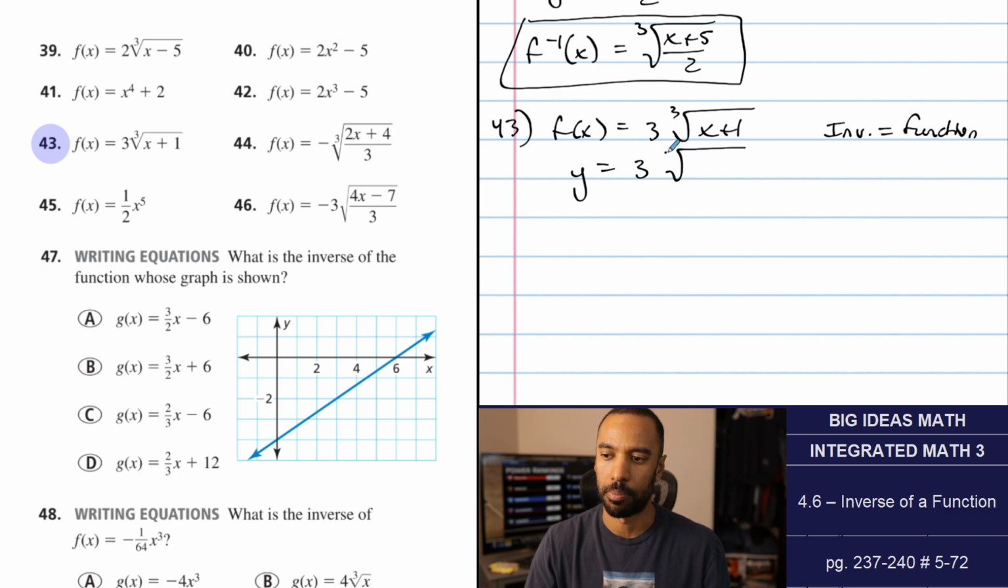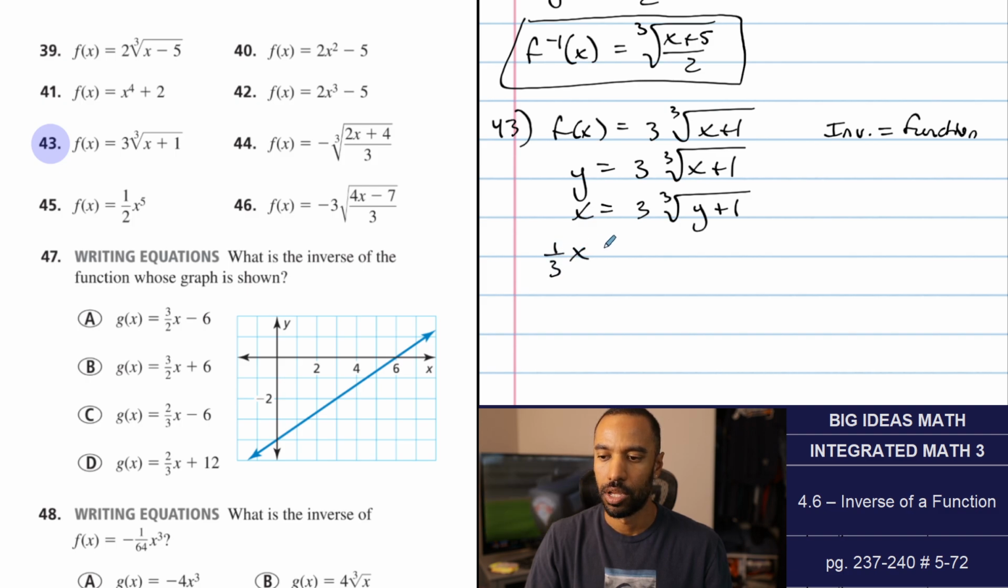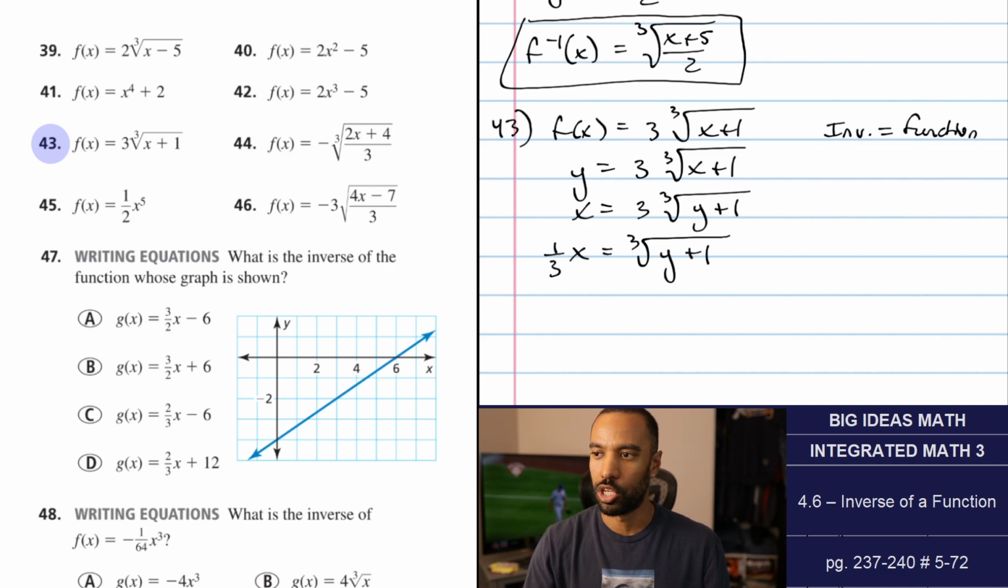But first, I must swap the x and y. So we'll go x equals 3 times the cube root of y plus 1. Okay, this time let's divide by 3 first. We'll put it as 1/3 x straight up. 1/3 x equals the cube root of y plus 1. Now we'll cube both sides.